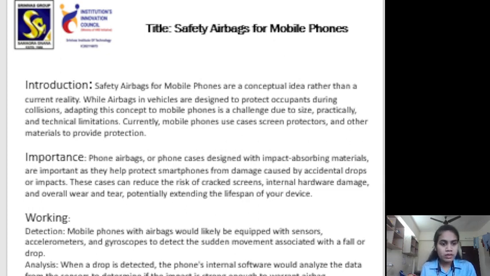Working. Detection: mobile phones with airbags would likely be equipped with sensors, accelerometer and gyroscope, to detect the sudden movement associated with a fall or drop.